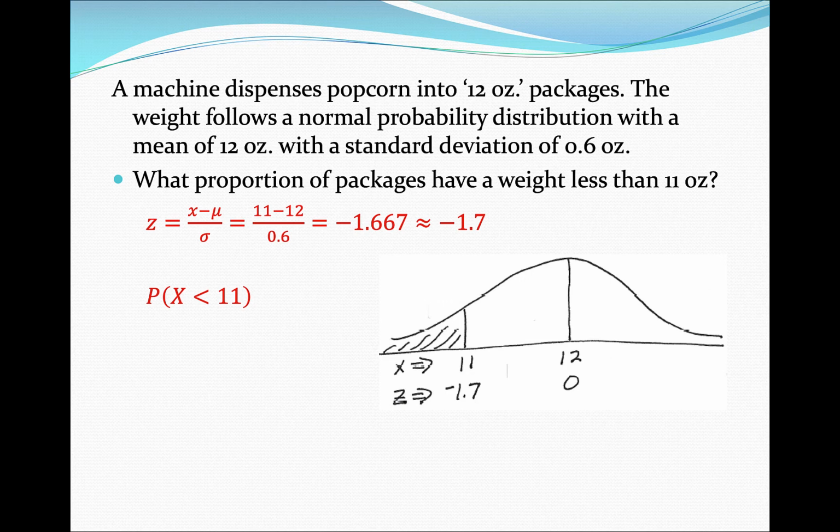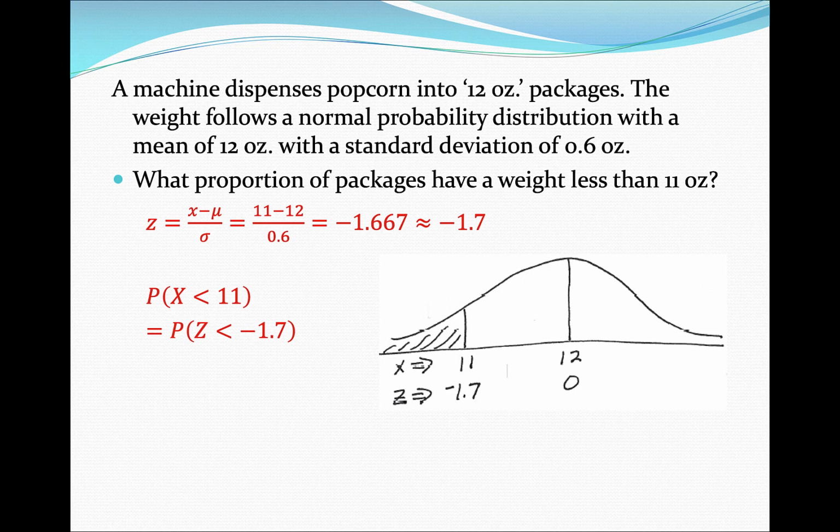So notice when you're finding probability for x, what you do first is you draw the picture in terms of x. Then you rescale those using this formula. You rescale those into z values. And we rewrite below the x, we rewrite this as a z, this value of 11 is now negative 1.7. So mathematically, and you don't necessarily have to write this probability statement out, but mathematically what that means is that the probability that x is less than 11 is equivalent to the probability that z is less than negative 1.7.